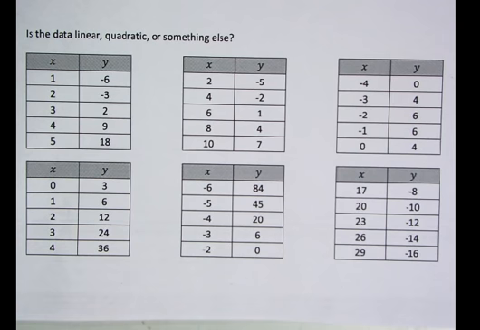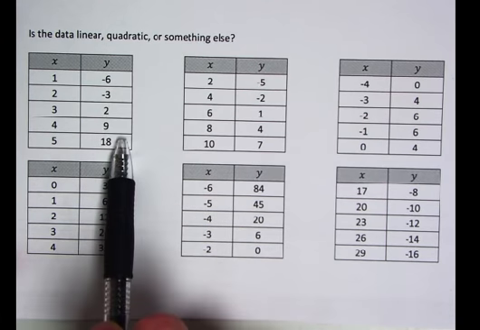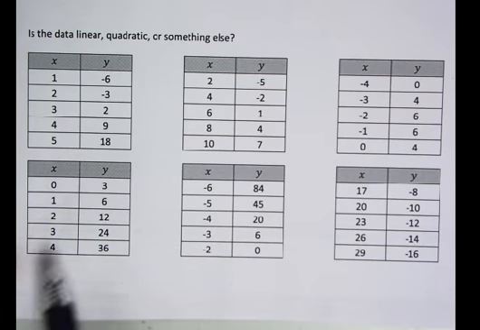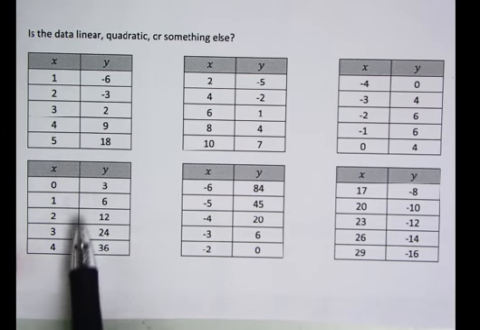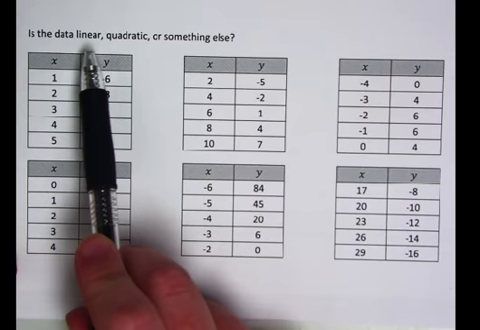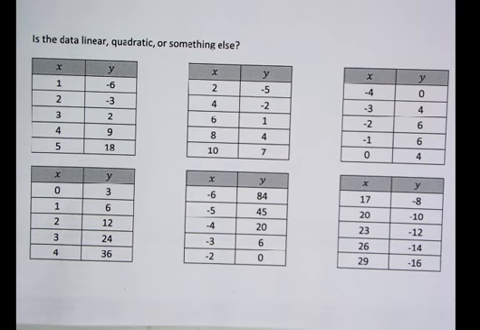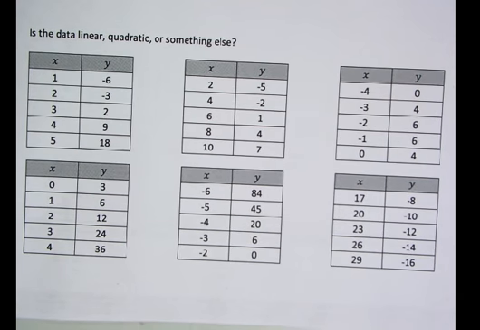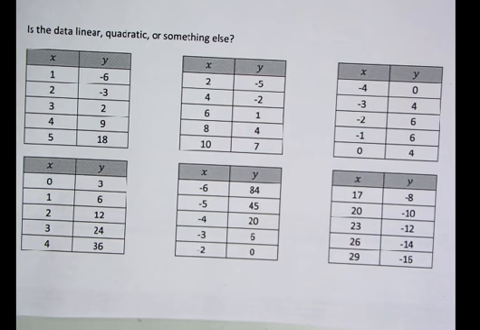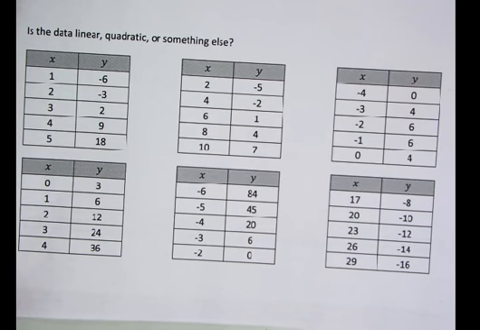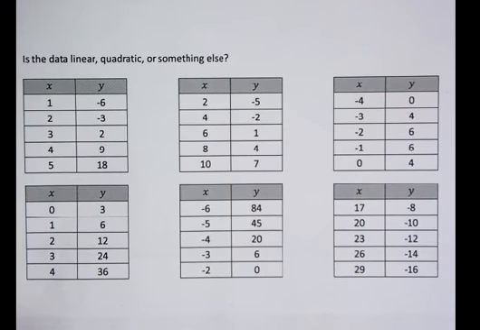I would like you today to start looking at patterns in quadratic graphs. To start, you are given 6 different sets of data, and some of the data is linear, some of the data is quadratic, and some is something else. I just picked different random functions. I'll give you the hint that there's 2 of each. So from this list, there's 2 linear, 2 quadratic, and 2 something else.